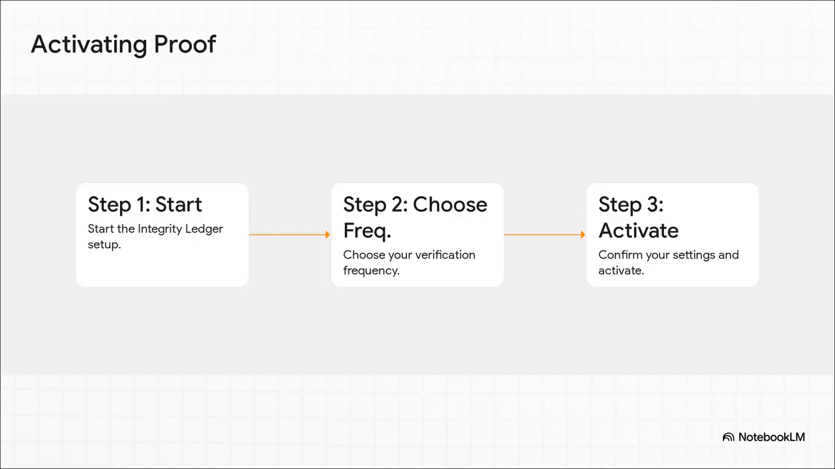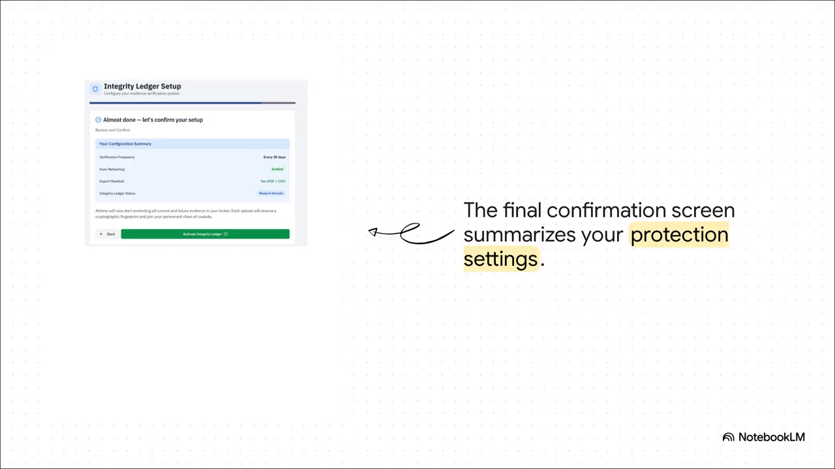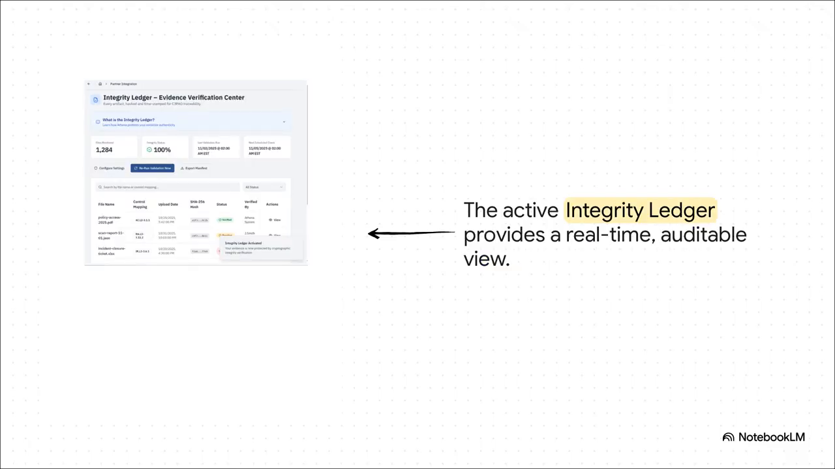Now, you might be thinking something this powerful has got to be complicated to set up, right? But it's actually just 3 simple steps. You start the wizard, you choose how often you want to verify your files, and you confirm. That's it, you're done. And here's that final step. The system gives you this really clear summary of your settings. See? Verification every 30 days, auto rehashing is on. You know exactly what protection you're getting. All you have to do is click Activate Integrity Ledger. And there it is. The Integrity Ledger is live.